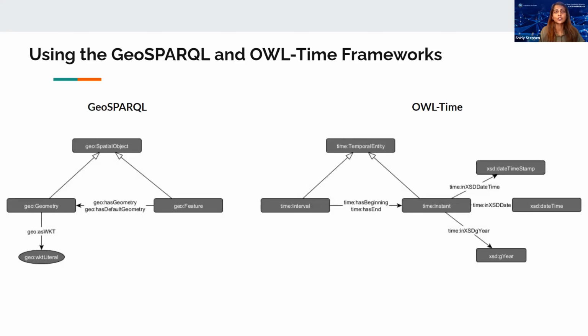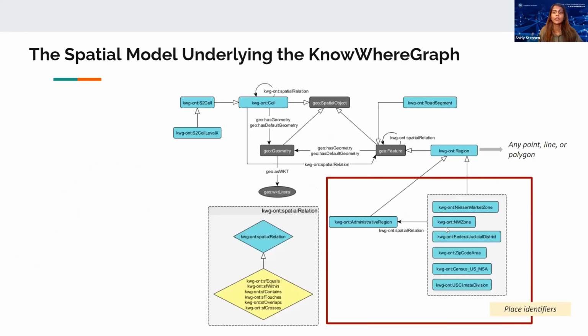Similarly, we also use other standards such as GeoSPARQL for modeling geographic features and their geometries, and OWL-Time for modeling temporal information in the graph. This is a very high-level overview of the spatial model that is used to represent and connect all the spatial data sets in KnowWhereGraph. This may be a little bit easier to comprehend for folks who are familiar with GeoSPARQL, but if anyone else has questions, please feel free to ask at the end of this session.